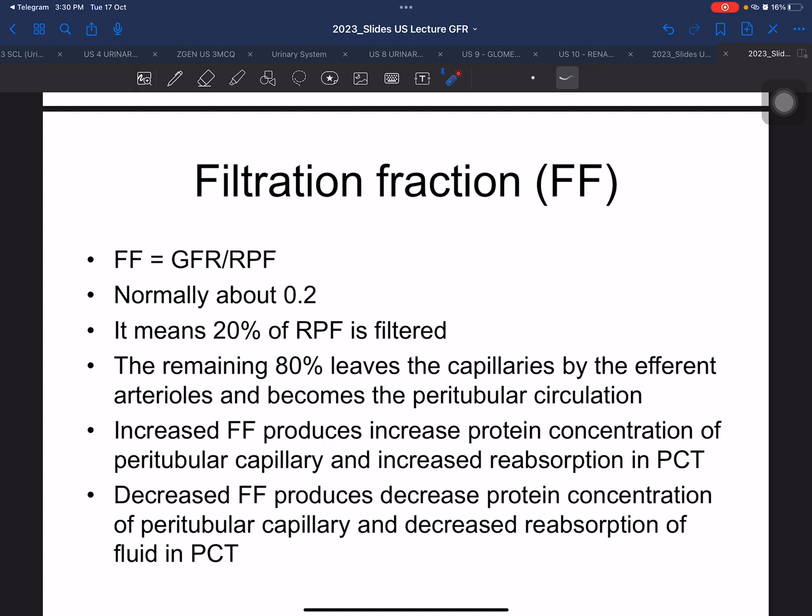So an increase of this filtration fraction produces increased protein concentration of the peritubular capillary and increased reabsorption in the proximal convoluted tubule, PCT. If there is a decrease of this fraction, FF, it will produce a decrease of protein concentration of the peritubular capillary, which will decrease the rate of reabsorption in the PCT.